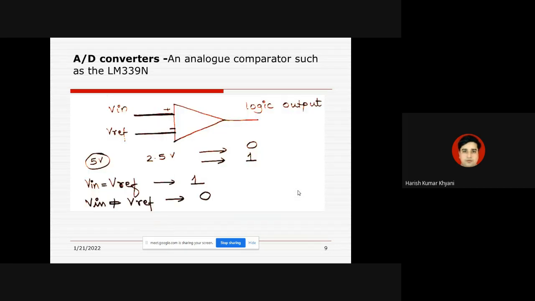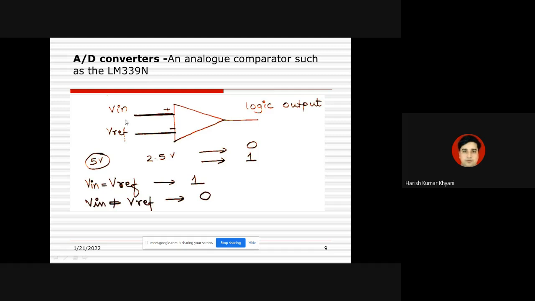A very important example of an A to D converter is the LM339N, right? It is nothing but your analog comparator. So let us try to understand. This is a comparator, right? There are two inputs. One is the reference input and one is V in. V in is nothing but your analog signal, right? And on the output side, we are getting a logic output. So suppose our reference input is 5 volt, and this input is going to change.